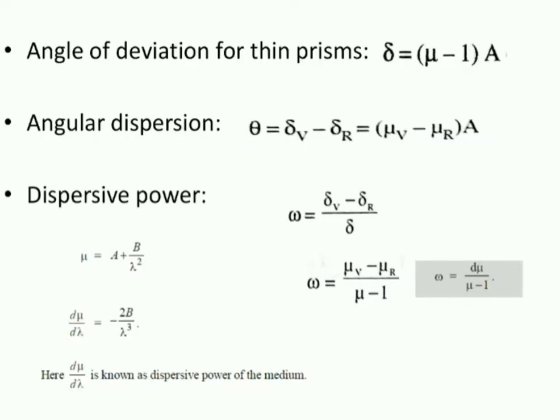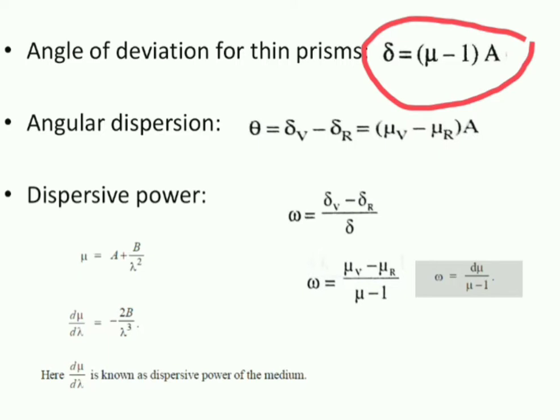Remember these formulas for thin prisms. For a thin prism, sine theta tends to theta, and sine i and sine r also become equal to i and r. Then we get the formula for deviation as delta is equal to (mu minus 1) into A. For any angle of incidence, deviation will be (mu minus 1) into A.